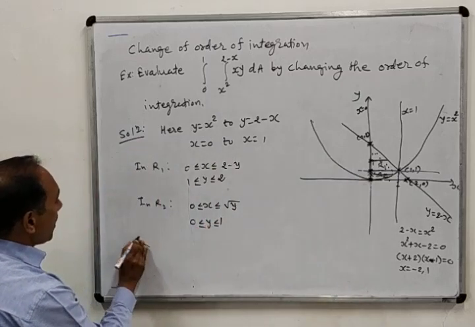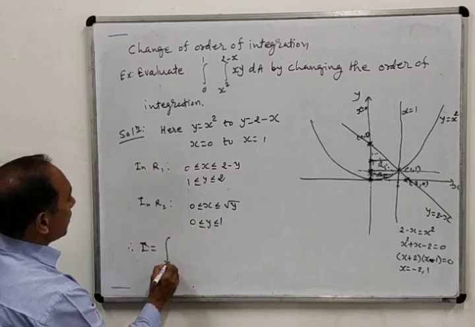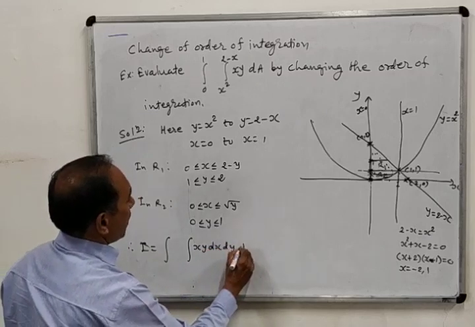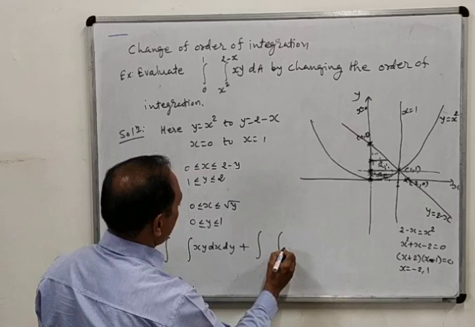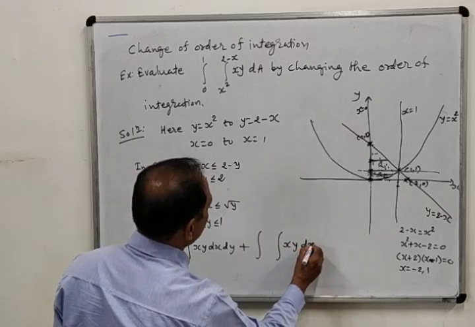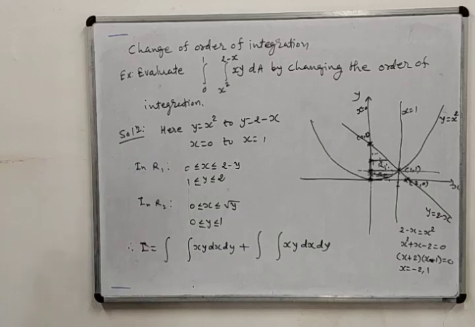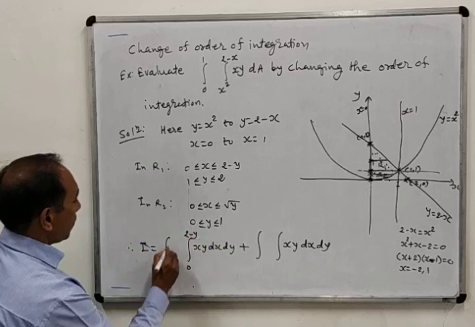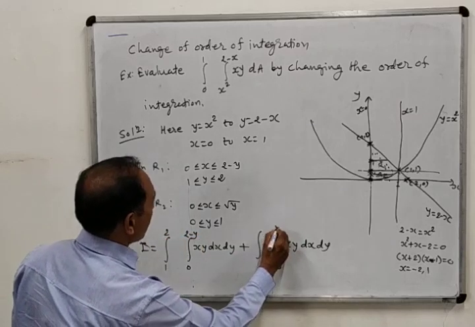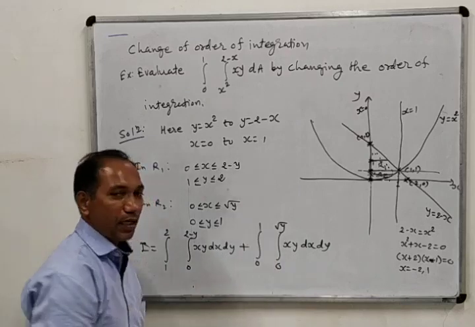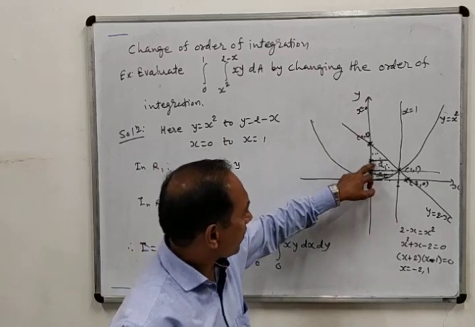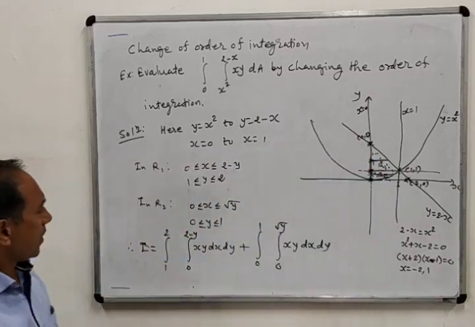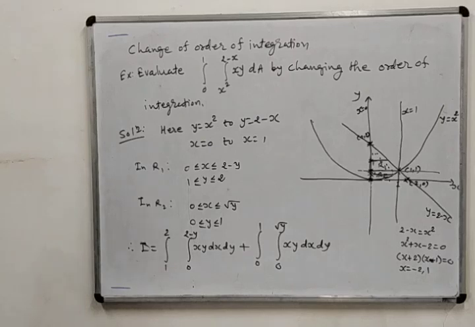So therefore our problem will now become integration of xy dx dy plus we will have to divide the whole integration into two parts, as we have determined the limits in two regions R1 and R2 separately. So in R1 the limits are 0 to 2 minus y and 1 to 2. In R2 the limits are 0 to root y, 0 to 1. Okay. And here you note that we have given this region as R1 and this as R2. You can also give this region as R1 and this as R2. No problem is there.